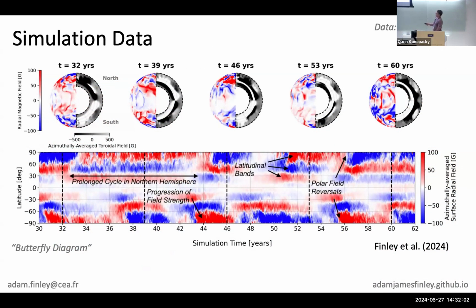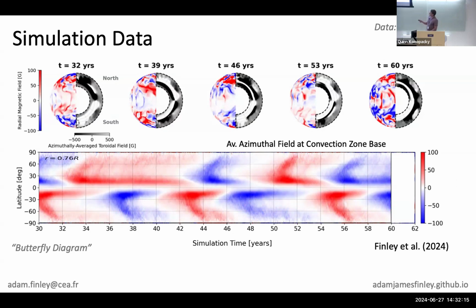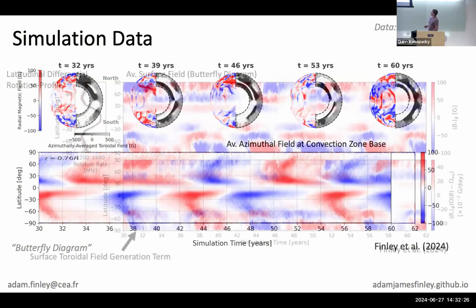And so this is kind of an overview of the simulation. This is our butterfly diagram. You might notice it's kind of a little bit different to the sun's butterfly diagram. It's not exactly a solar analog. But if you look at the toroidal field at the base of the convection zone, you can kind of see this butterfly diagram pattern that we had before. So just to kind of convince us that we're using a reasonable model to do our tests.